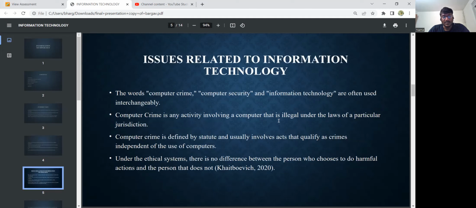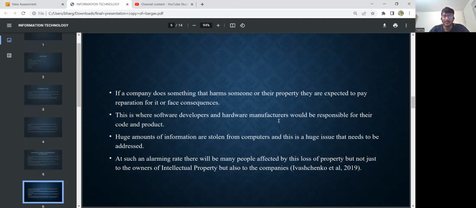Issues related to information technology. The terms computer crime, computer security, and information technology are often used interchangeably. Computer crime is any activity involving a computer that is illegal under the laws of a particular jurisdiction. Computer crime is defined by statute and usually involves acts that qualify as crimes involving computers. Under ethical systems, there is no difference between the person who chooses to do harmful actions and the person who does not.